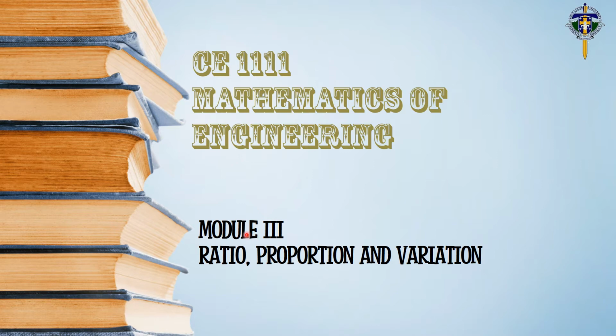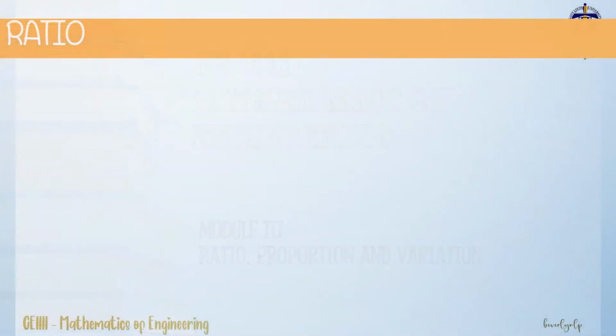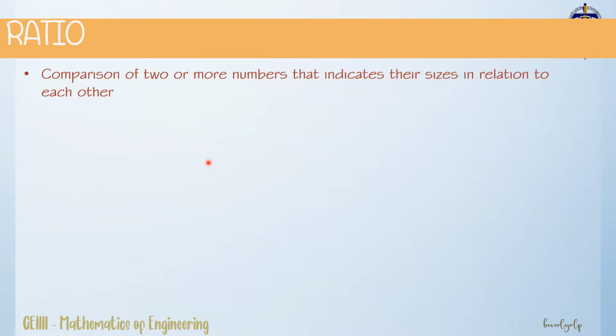Welcome to Module 3, Ratio, Proportion, and Variation. So ratio, this is a comparison of two or more numbers that indicates their sizes in relation to each other. This is also the quotient of two numbers or identities.